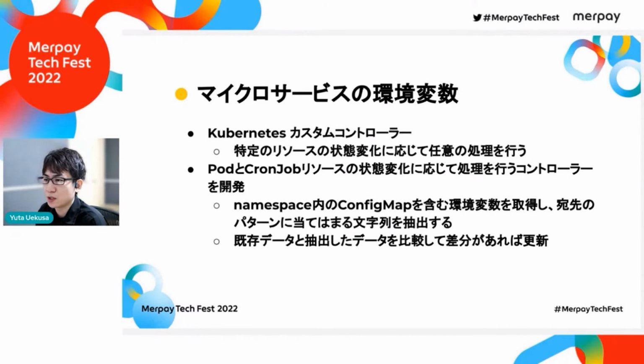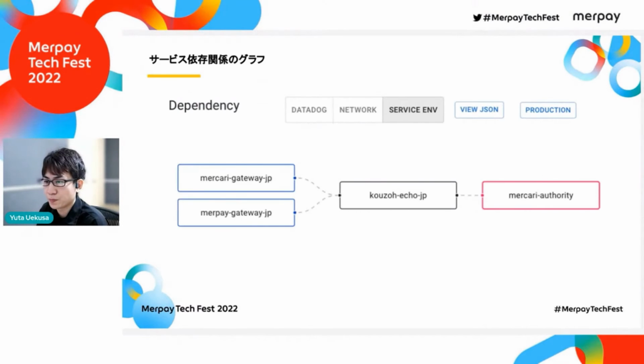Here is a visualization of the data collected in this way. The service in the blue frame on the left is the caller, and the service in the red frame on the right is the destination. In this example, you can see how the Kozo Echo JP service is receiving requests from the Mercari and Merpay gateway services and making requests to the Mercari authority service.